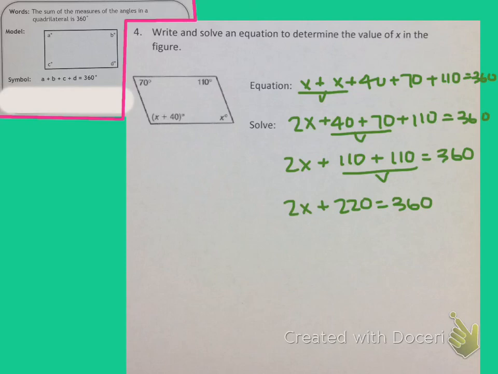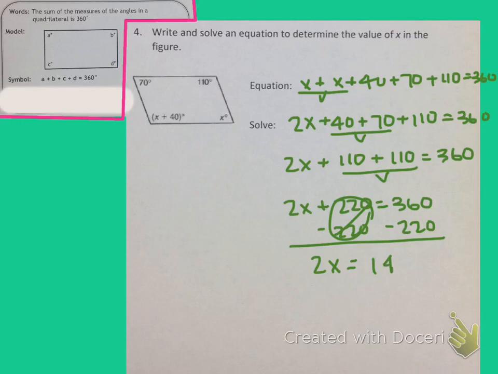The first thing I need to do is get rid of the plus 220, so I'm going to subtract 220 from both sides. So I have 2x on one side equals 140 on the other side. And we are so close to having x by itself, but not quite there. 2x means 2 times x, and I just want x.